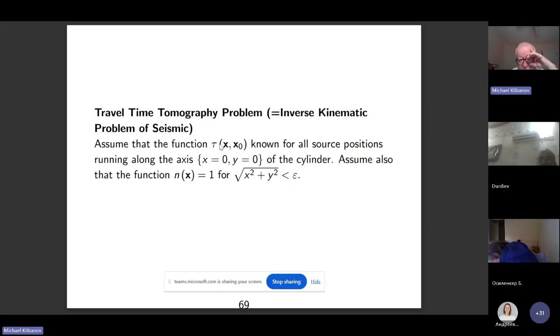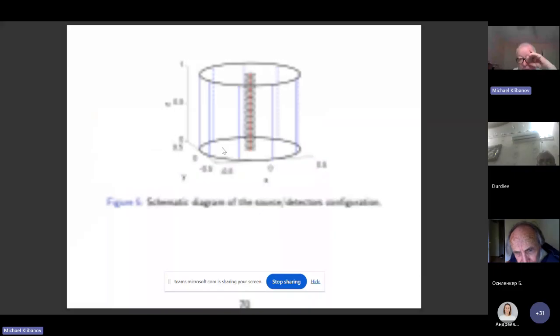Suppose that x0 runs along the vertical axis of the cylinder. And we know the refractive index in a small sub-cylinder which is surrounding this vertical axis, okay? But then we also measure tau on the surface, on the lateral surface of that cylinder. We must find C. Here is a picture.